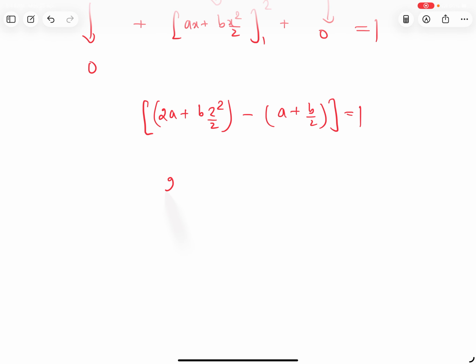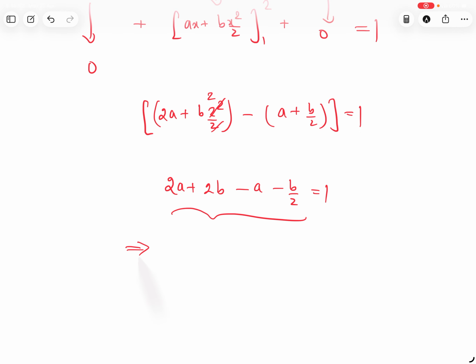So what is this? This is 2a, and the 2 will be cancelled out, 2b minus a minus b by 2 is equal to 1. After solving it, what you will get? A plus 3 by 2 b is equal to 1. Let's call it 1.